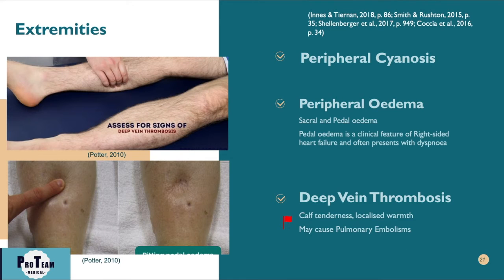Working down to the lower extremities, observe for any sacral edema, peripheral cyanosis, or deep vein thrombosis, DVTs. It is important to examine the legs and observe for any signs of calf tenderness or localized warmth. Signs of DVTs are clinical red flags as it can easily develop into pulmonary emboli. You should also look for peripheral edema.